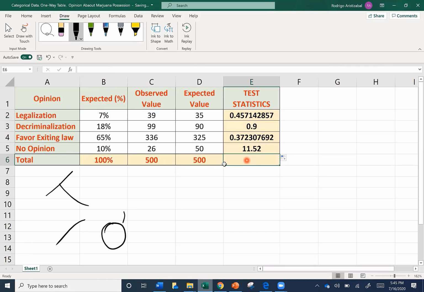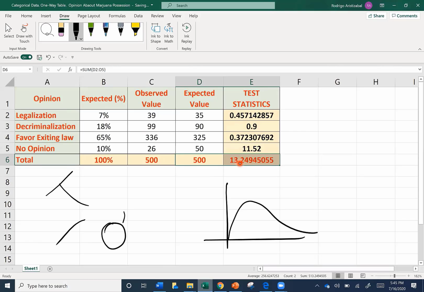How can we obtain the sum? Very easy. I have the sum of all of these cells. I will copy this formula here. That is my test statistic. I told you, because we have 3 degrees of freedom, and 3 is approximately the mean, I am expecting a value close to 3 or smaller than 3.